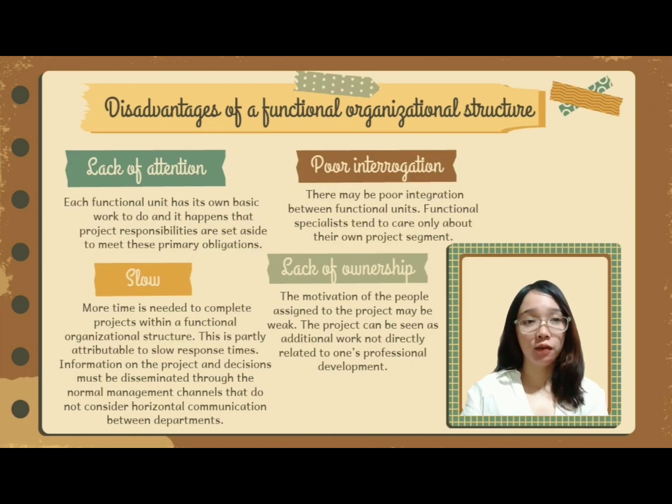We are done with the advantages, and now let's move to the disadvantages of functional organizational structure. The first one is lack of attention. Each functional unit has its own basic work to do, and it happens that the project responsibilities are set aside to meet this primary obligation. This becomes even more difficult when the project has different priorities from different units.